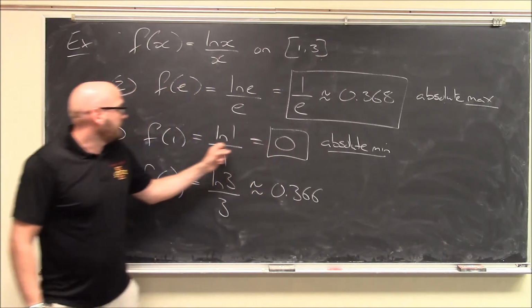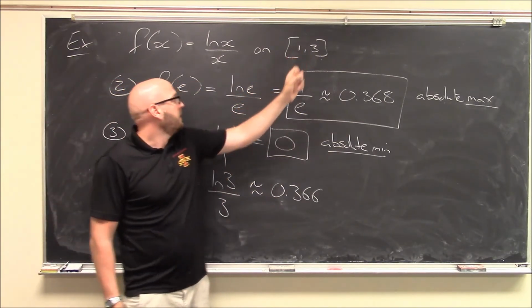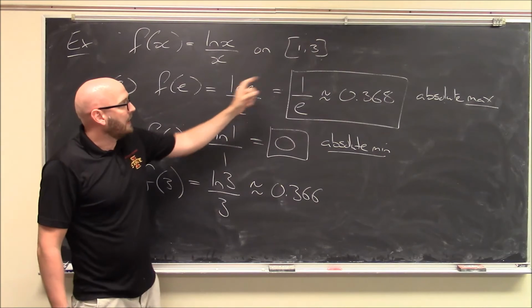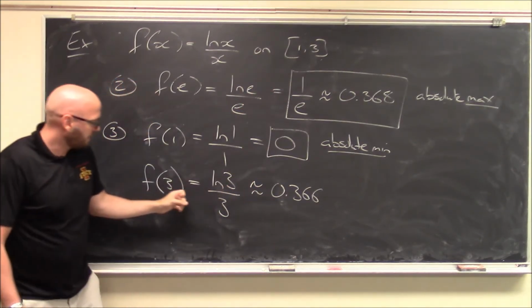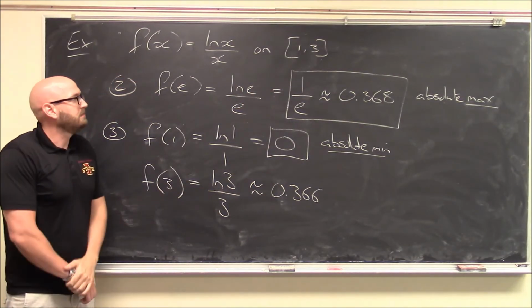So one of these is occurring at the endpoint, right here at 1, and the other, the absolute max, is occurring at our critical number, just ever so slightly bigger than the value of the function at 3.